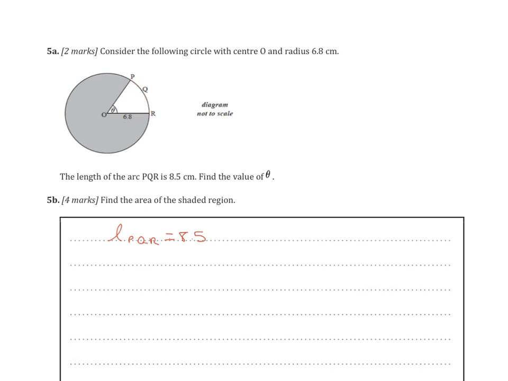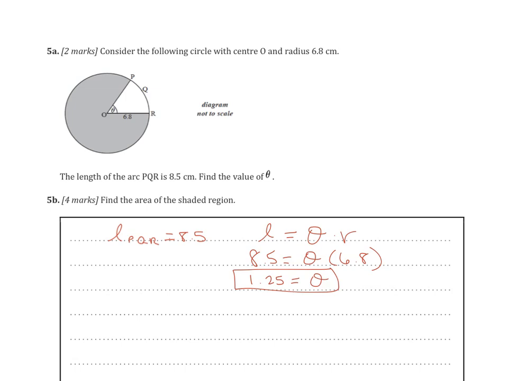We know the formula for the length of an arc is theta times r. And that theta is what we are trying to find. We know the radius is 6.8. And we know that the length of the arc is 8.5. And so we can solve for theta by just dividing 8.5 by 6.8. And that gives us 1.25 radians. Make sure that you are aware that anytime we are talking about this formula, we're talking about theta in radians.